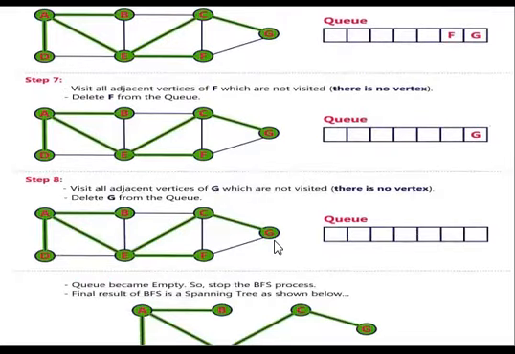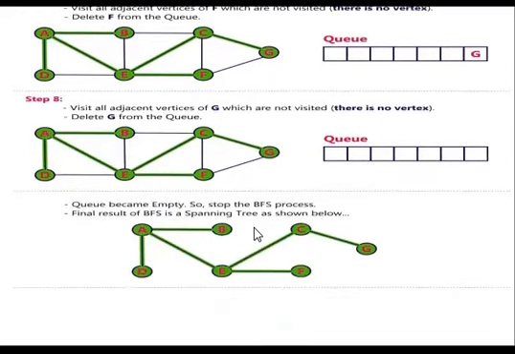Only G is held in the queue, and from G we visit all vertices not visited. There are no more vertices in the graph, so we delete G from the queue. Now the queue becomes empty and the BFS process stops. Finally, we get the spanning tree of the connected component. This is also one of the ways of getting the connected component as a spanning tree using breadth first search. Thank you.